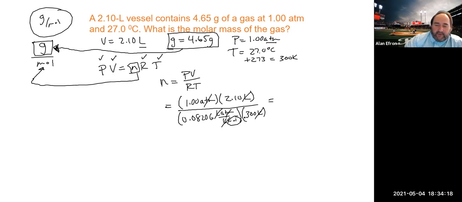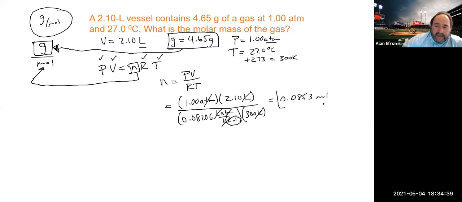So taking 1 times 2.1 divided by 0.08206 divided by 300, we get 0.0853, we'll call it, moles of our gas. Any questions up to that point?